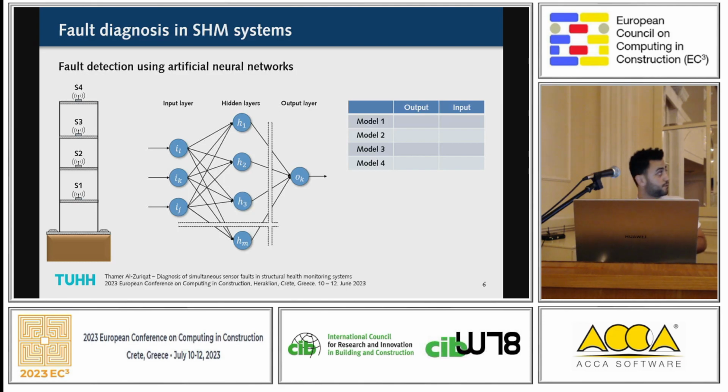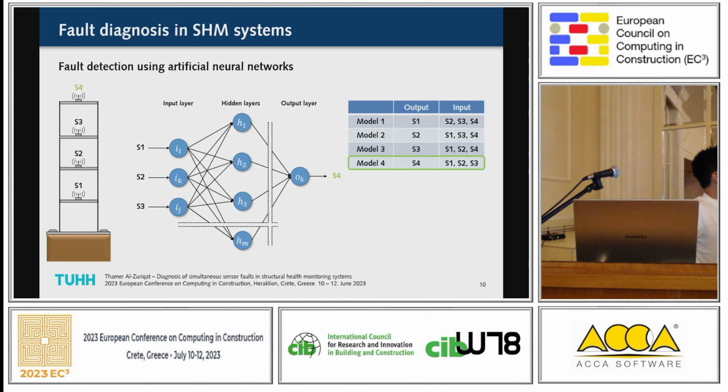First of all, I would like to explain a little bit how fault detection works using artificial neural networks. This is an exemplary structure with 4 sensors, and what we would do is train 4 models. Each model would be responsible for a single sensor. In this case, model 1 would be trained to predict output for sensor 1 based on data coming from sensors 2, 3, and 4. And the same goes for sensor 2, and again the same for sensor 3 and sensor 4.